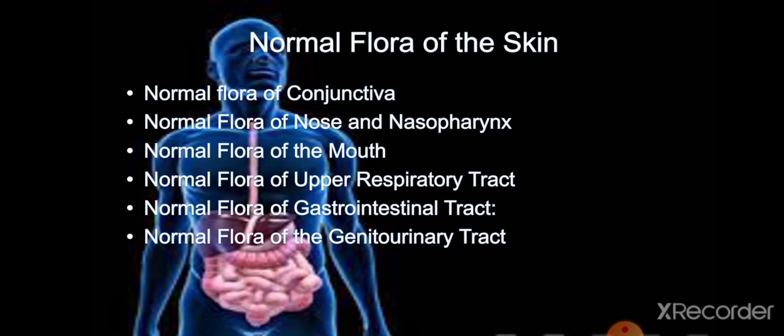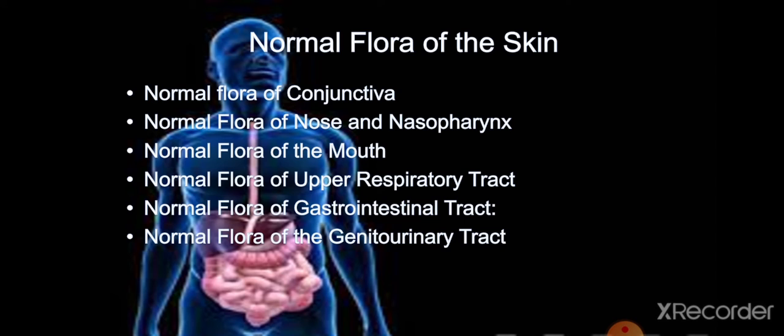Next is normal flora of nose and nasopharynx. The nasopharynx of the infant is sterile at birth, but in 2 to 3 days' time it acquires the flora carried by the mother and attendants. The nasopharynx is a natural habitat of the common pathogenic bacteria causing infection of the nose, throat, bronchi, and lungs.